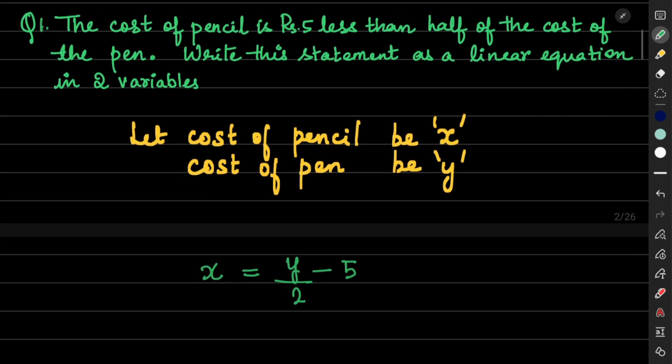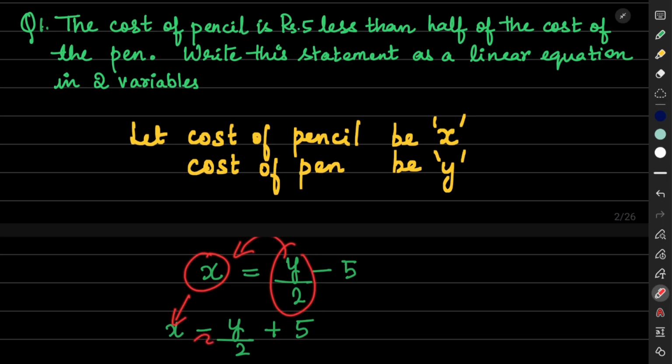Now if you want, you can take it all to one side. Say x minus y by 2 plus 5. I'm just taking it all to one side. x I'm keeping as it is. y by 2 I'm taking to the other side, which makes it minus y by 2. Minus 5, when you take it to the LHS, it becomes plus 5. So this is equal to 0.